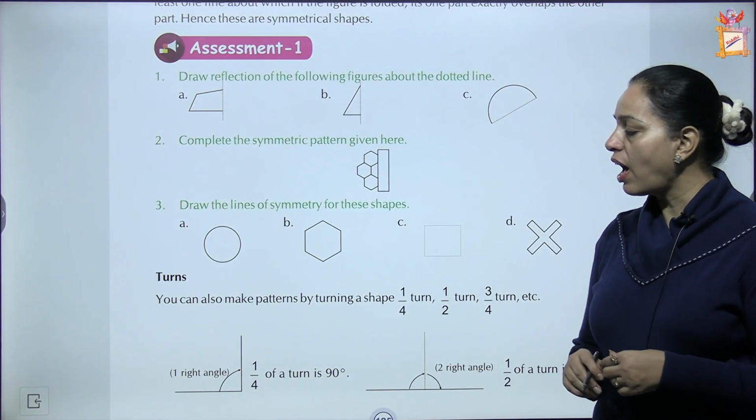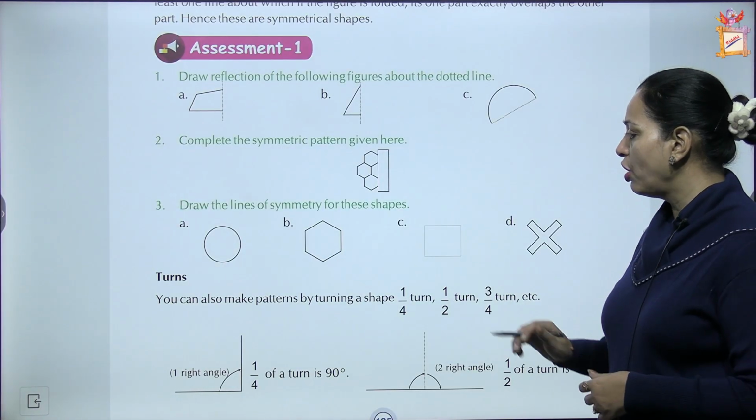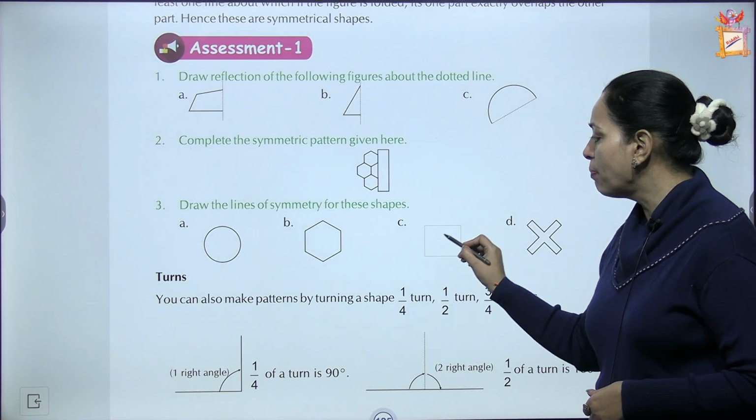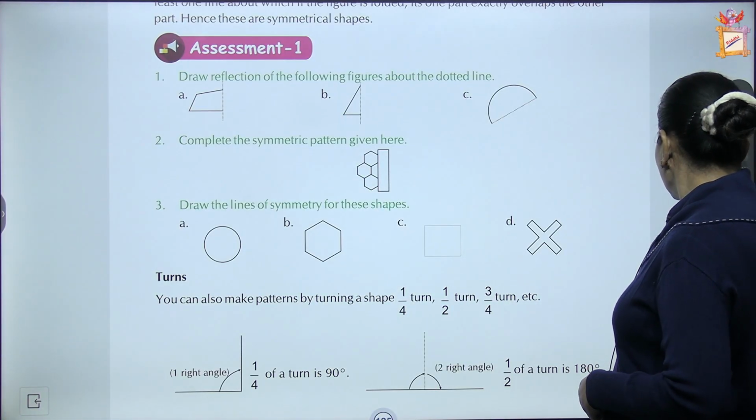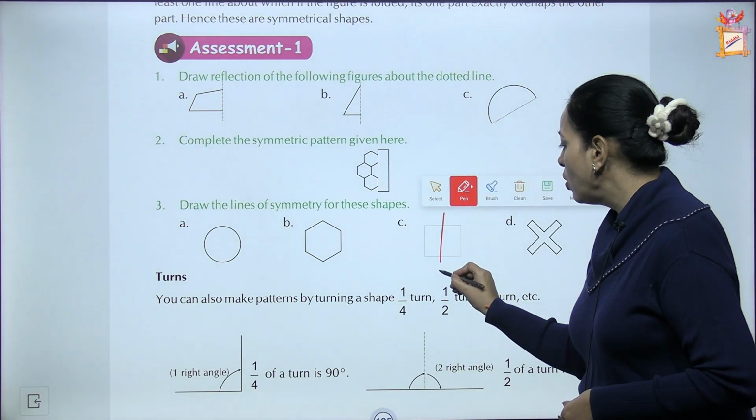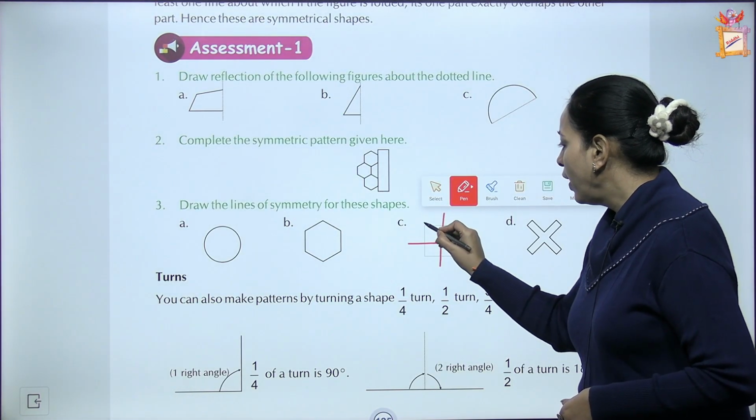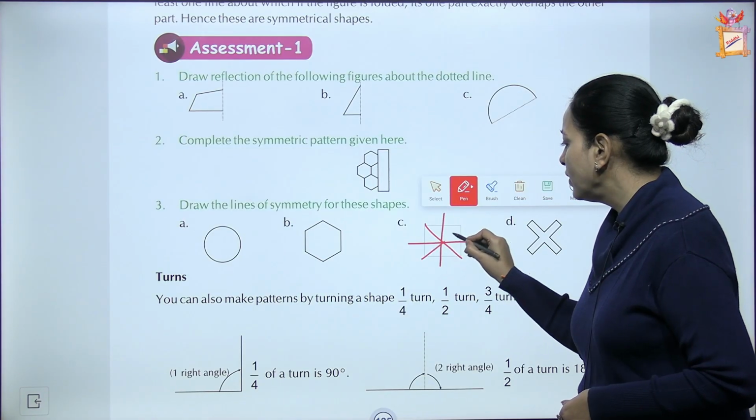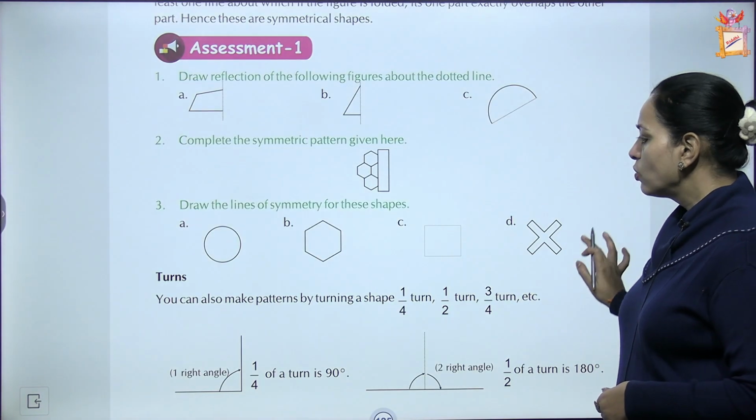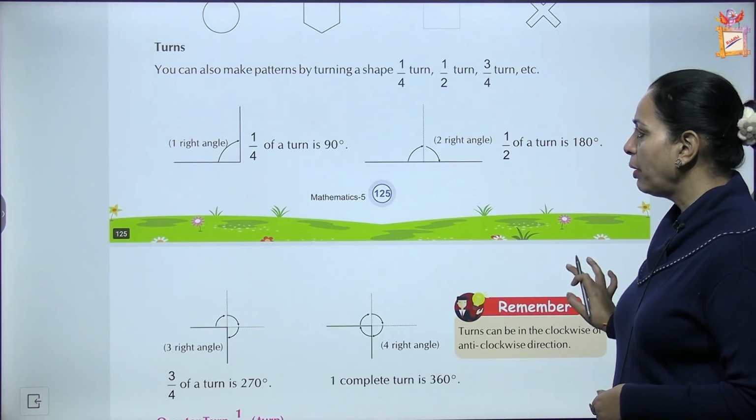The third, draw the lines of symmetry for these shapes. So like this one, C part, this is a square. So square has 4 lines of symmetry along length, breadth and diagonals, right? So similarly you can try remaining parts.